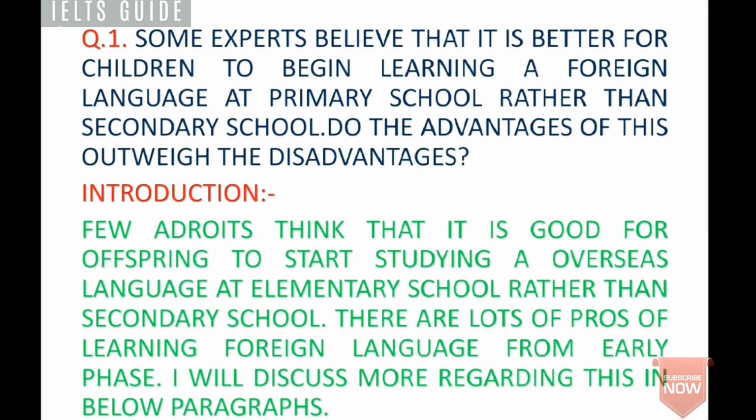And then I also wrote that there are lots of pros of learning a foreign language from an early phase. Yes, friends, it means I said that there are lots of advantages of learning a foreign language at an earlier stage, that is, from primary school. And then I said I will discuss more regarding this in the below paragraphs. Yes, it means that the advantages are more. Yes, friends, advantages are more, so it outweighs the disadvantages. Okay, friends, so I made this introduction, and I think this is the perfect introduction for this question.